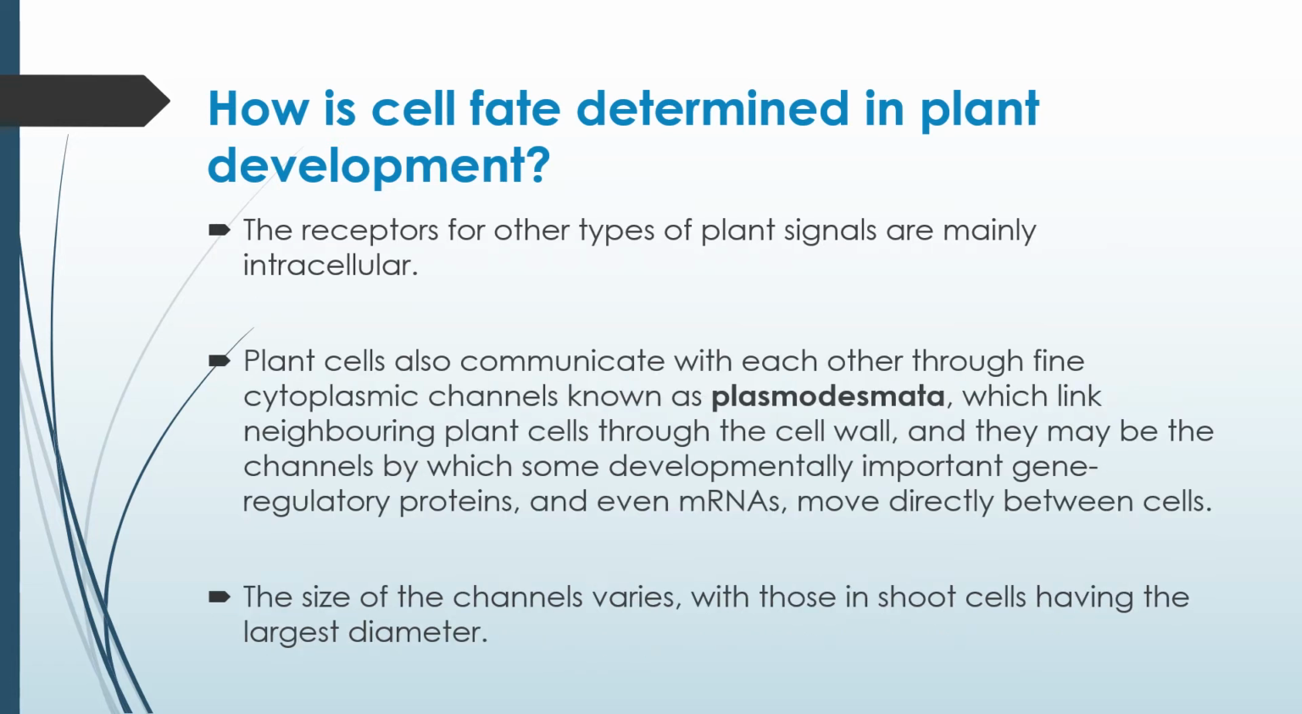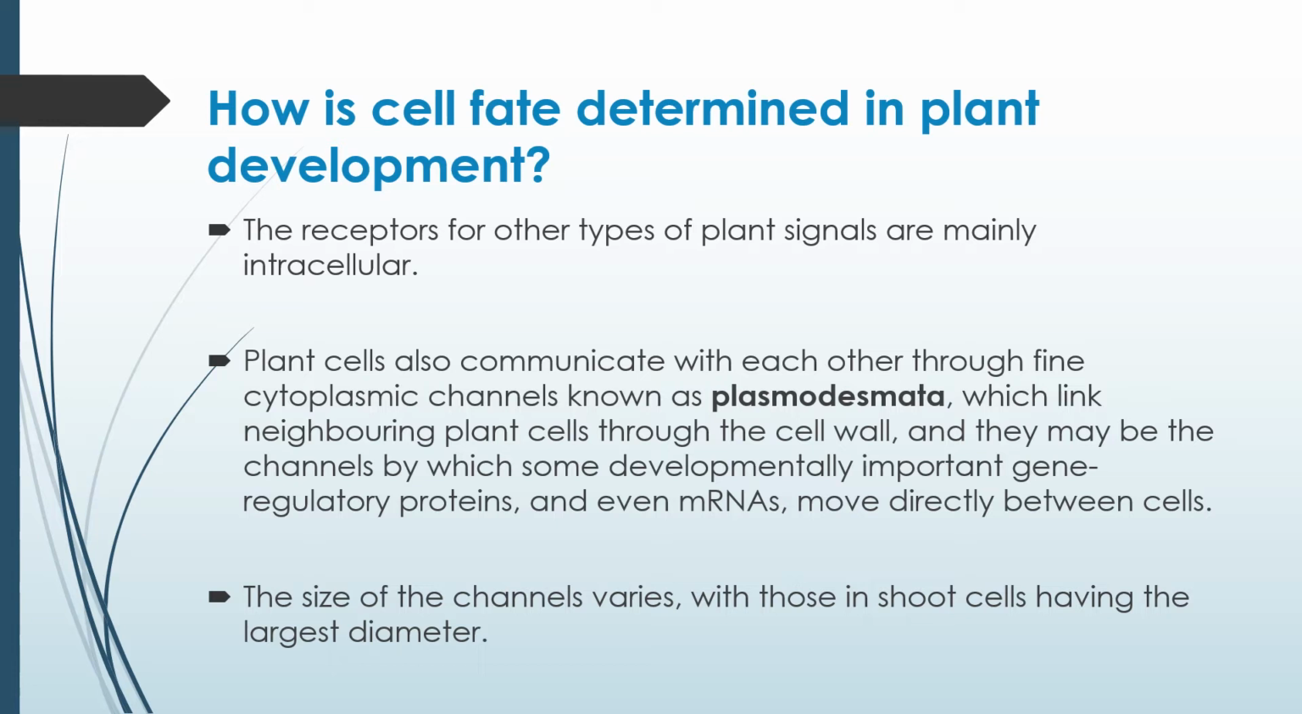So, the receptors for other types of plant signals are mainly intracellular. So, ibig sabihin nasa loob na sila ng cell. And plant cells also communicate with each other through fine cytoplasmic channels known as plasmodesmata. So, this link neighboring plant cells through the cell wall, and they may be the channels by which some developmentally important gene regulatory proteins and even mRNAs move directly between cells.